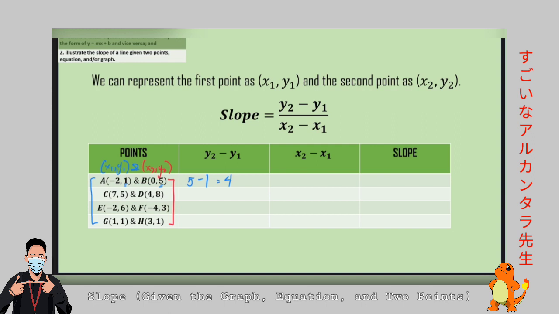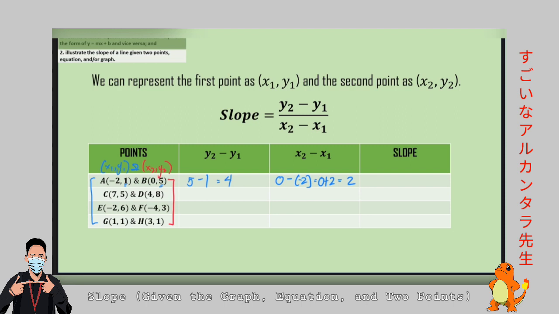And then for the next one, x sub 2 is 0 minus x sub 1, which is negative 2. You have to be careful there. You have to put a parenthesis so that you know what it looks like and how we simplify it. Negative times negative will give us positive, so this will be 0 plus 2, and that is equal to 2. Again, the reason behind that is because negative times negative 2 is positive 2.